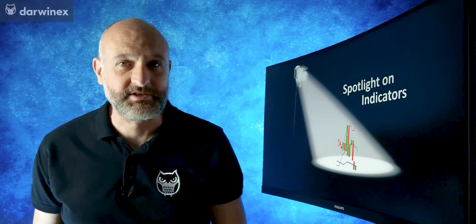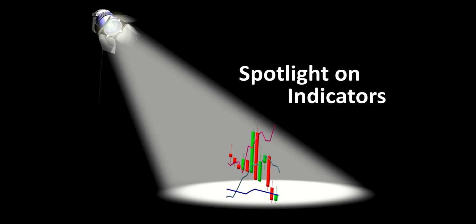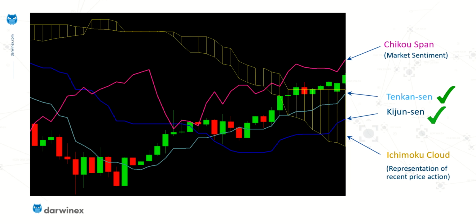The Chikou Span, sometimes called the lagging span, can provide valuable information when combined with other components of the Ichimoku indicator. This is all part of the Spotlight on Indicators series, and so far in our study of Ichimoku, I've covered the Tenkan Sen and the Kijun Sen components. And this time I study the third line of the indicator called the Chikou Span.